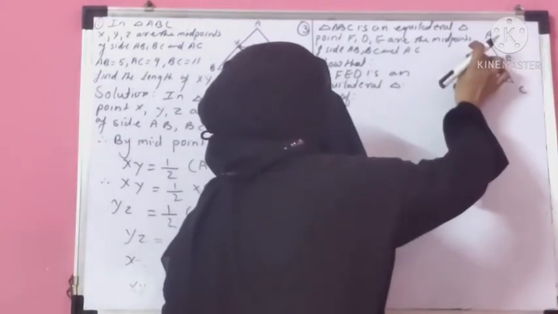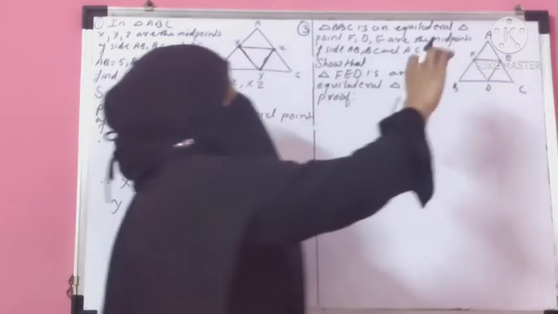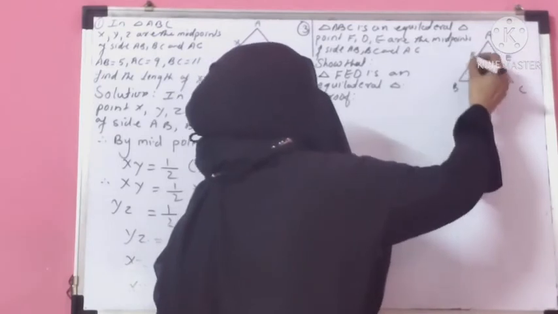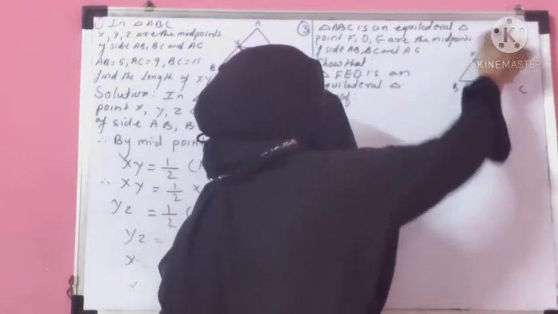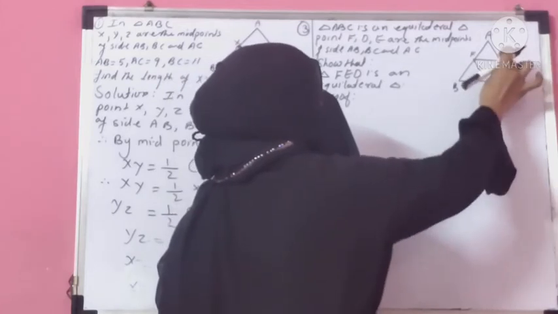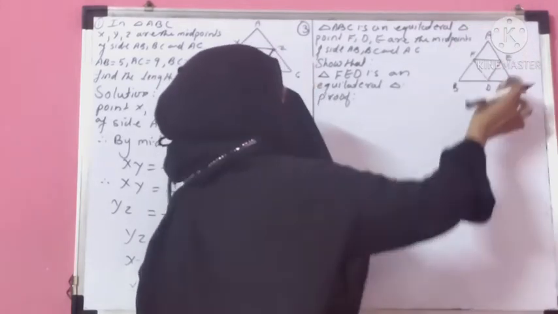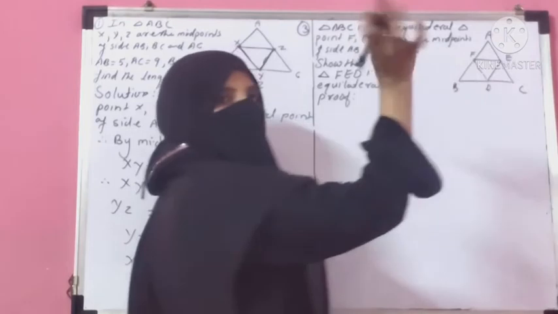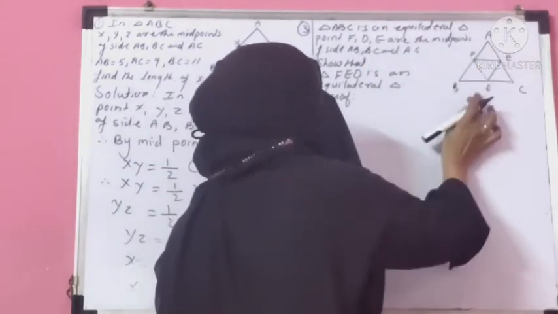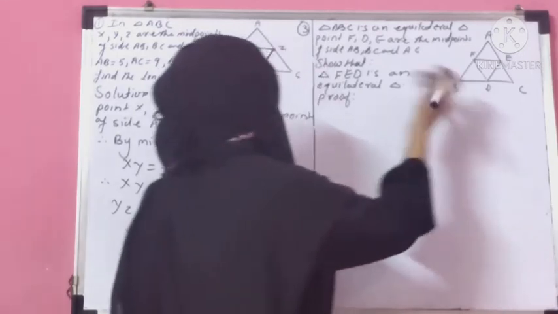First of all, in triangle ABC, F, D, E are the midpoints of sides AB, BC and AC. So therefore FD is the segment which joins the midpoints and is half of the opposite side, that means AC. Similarly, DE is the segment formed by joining the midpoints and is half of the opposite side, that means AB. And EF is the segment which joins the midpoints and is half of the opposite side, that means BC. So let's start.